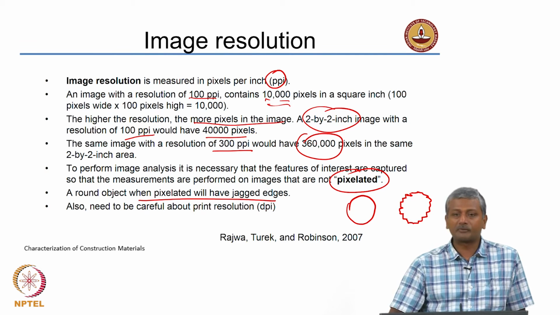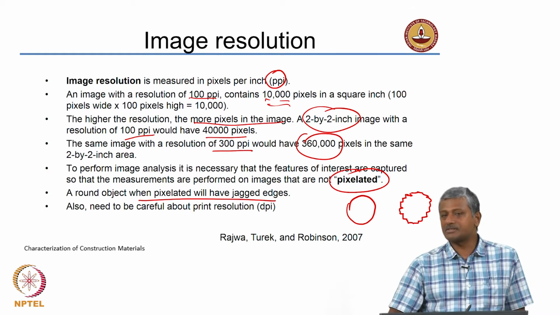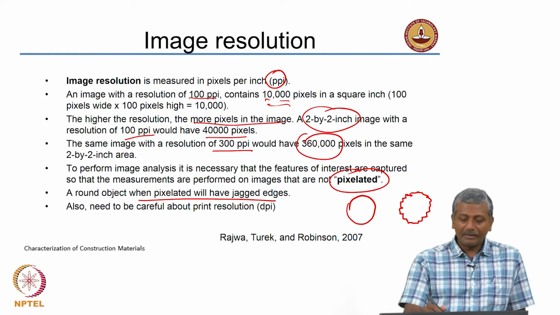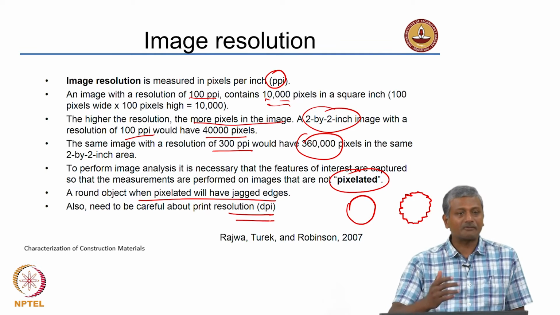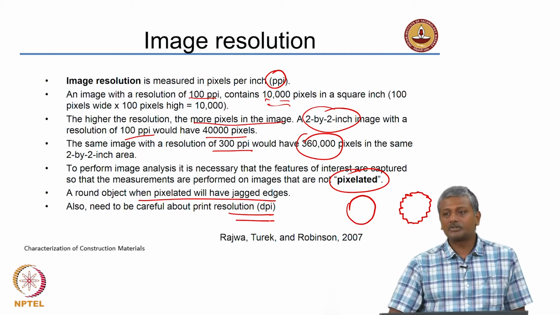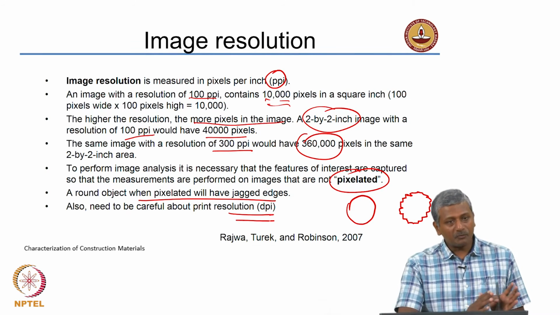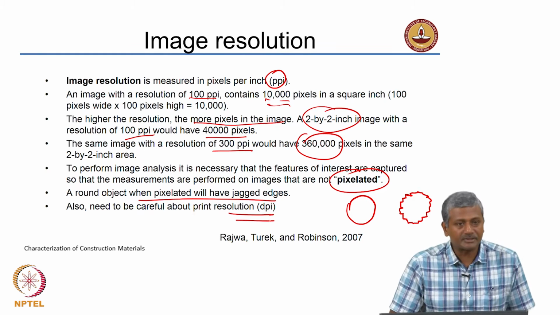That is what a round object will look like if you have low resolution, with fewer pixels defining the same object, right. Again, as I said earlier, you need to be careful about print resolution also, because images have to be printed on a 2-dimensional paper, in which case we have to choose the right level of print resolution to convey the quality of the image carefully on the paper.